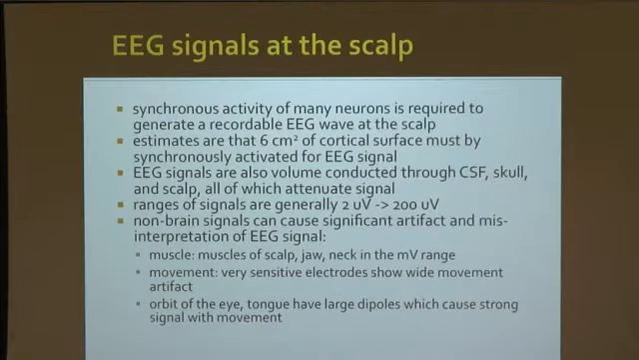the coverings of the brain, and the skull, and then the scalp and skin, and all that. So that attenuates the signal. So then by the time you get out here, the signals that you're measuring are in the range of 2 to 200 microvolts. And then there's all these non-brain signals that I talked about that can cause artifact, and they can cause misinterpretation, and they often do, of EEG signals.